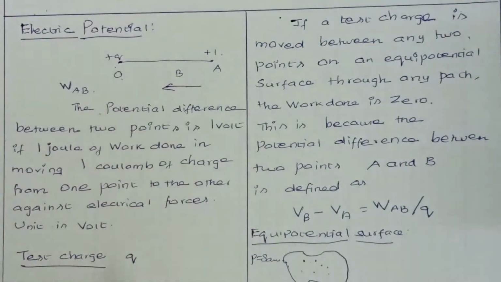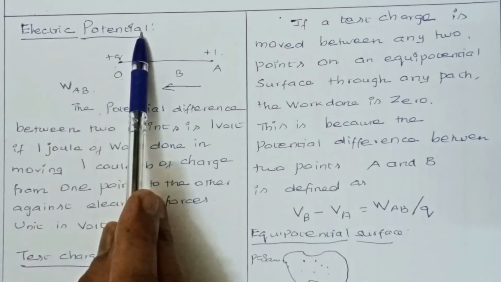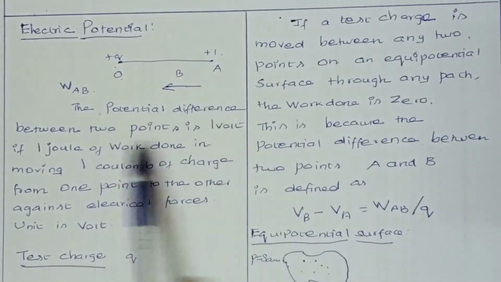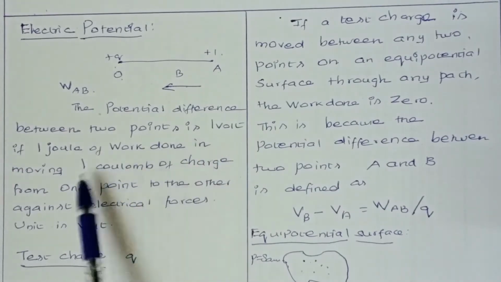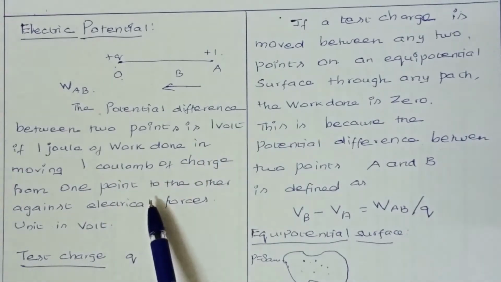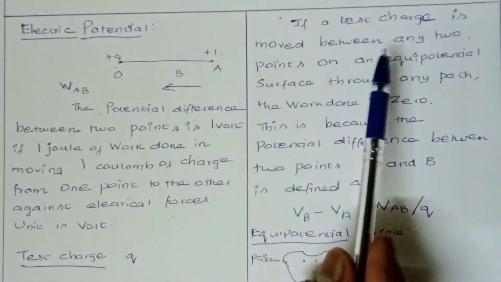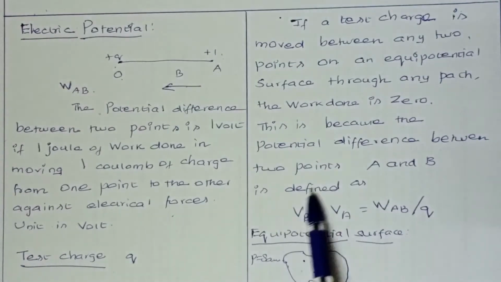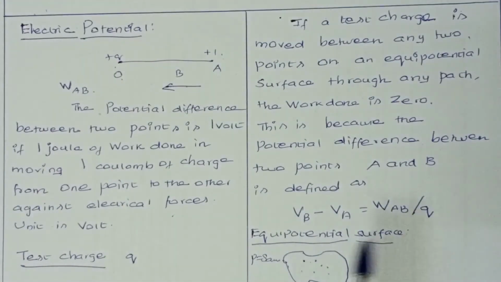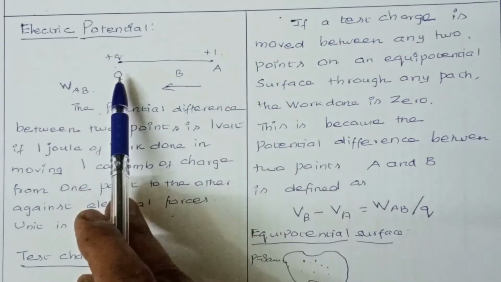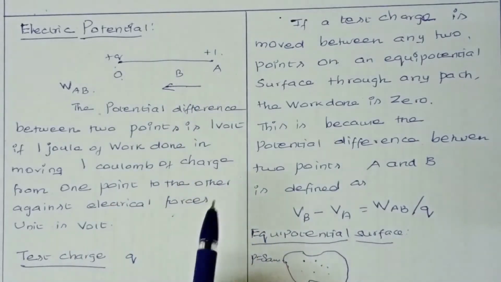Okay, so in this topic we discussed what is electric potential. The potential difference between two points is 1 volt if 1 joule of work is done in moving 1 coulomb of charge from one point to another point. So if a test charge Q moves from one point to another, the potential difference is nothing but the work done per unit charge. How much work is done from point A to B by a particular charge, that is called electric potential.